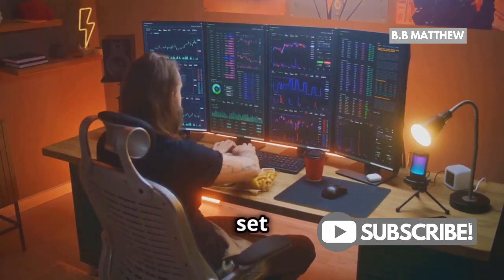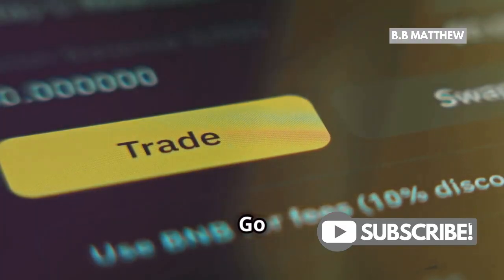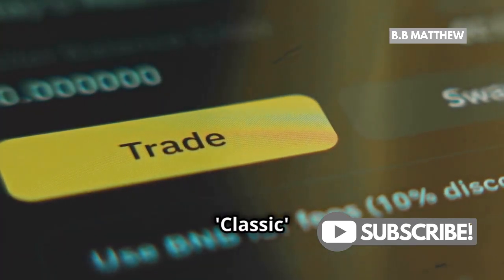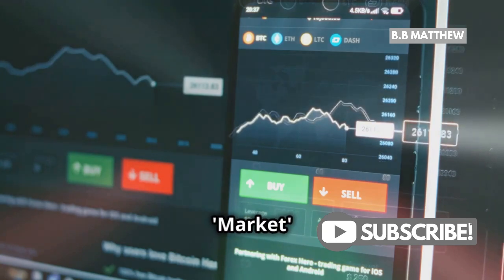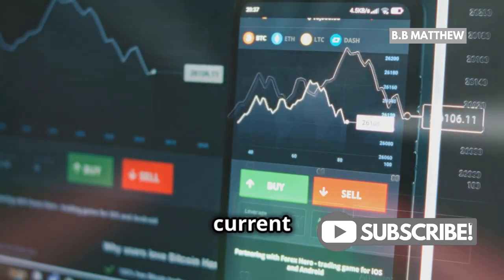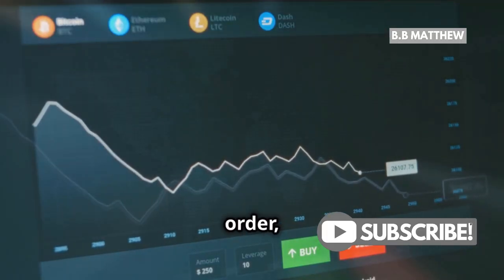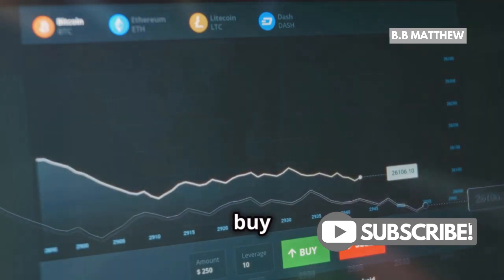All right, so you're all set up. Time to place a trade. Go to the Trade tab, choose either Classic or Advanced, and you'll see the trading interface. Here, you can place a market order, which buys or sells at the current market price, or a limit order, which lets you set the price you want to buy or sell at.